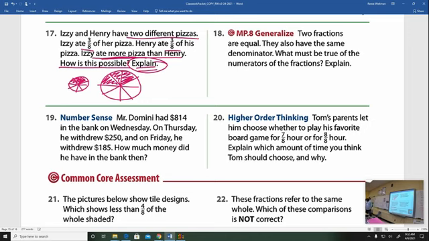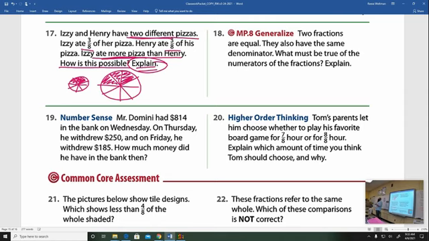Right? And it was actually giving me a hint that it said two different. And it does say 2 different pizzas. Now, it is true that those pizzas could have been the same size, but it doesn't tell us that. All it tells us is that Izzy ate more. So then we're making the assumption, or what we call an inference, where you're taking information they've given you and coming up with an idea of what the answer is based on that information. So what I would go with is that indeed it is possible because Izzy could have had a bigger pizza than Henry. So it is possible.